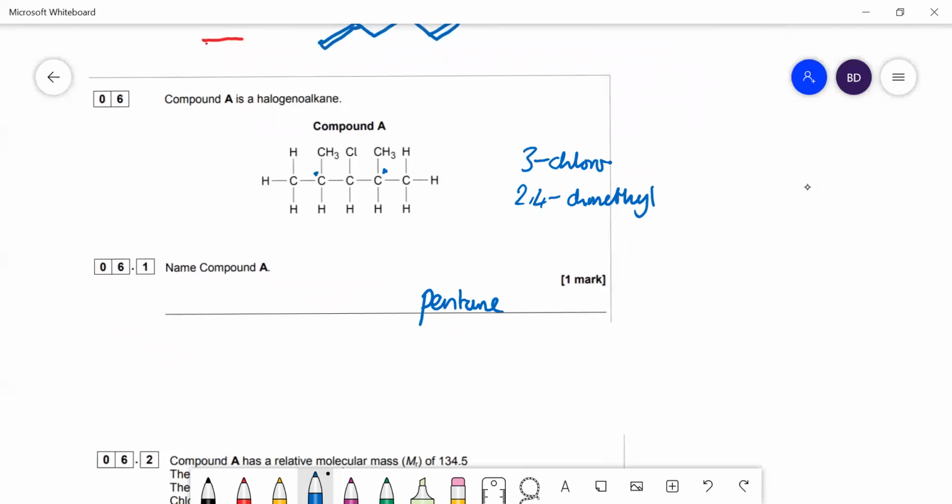Well, the chloro bit should go first. That's the functional group. So it's 3 chloro, 2,4 dimethyl pentane.